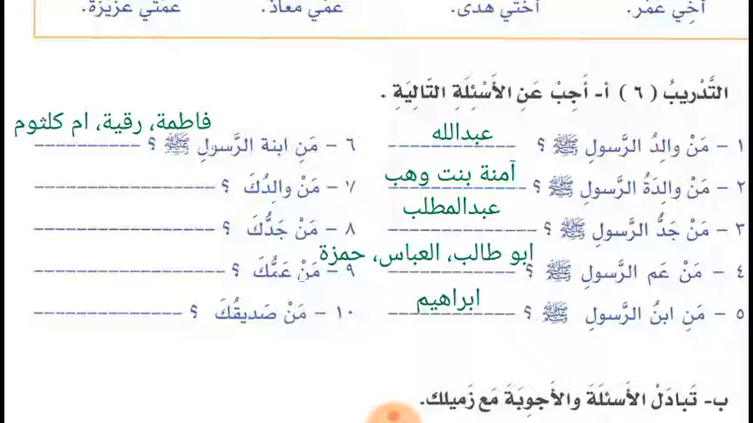Amina bint Wahab. أمينة بنت وهب. من جد الرسول؟ The grandfather of the Prophet صلى الله عليه وسلم. عبد المطلب. من عم الرسول؟ The uncle of the Prophet محمد صلى الله عليه وسلم. أبو طالب، العباس. من ابن الرسول؟ Who is the son of the Prophet صلى الله عليه وسلم؟ إبراهيم.